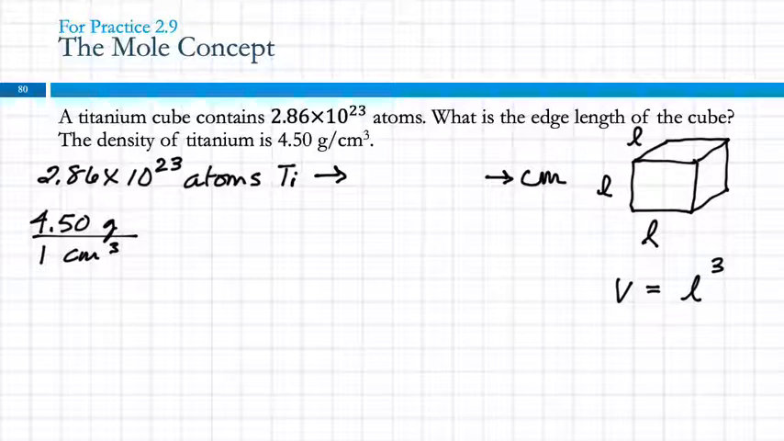What's going to be in the middle? Moles. Moles in the middle, right? So I could convert atoms to moles, right? Using Avogadro's number. And I'm still missing some pieces.